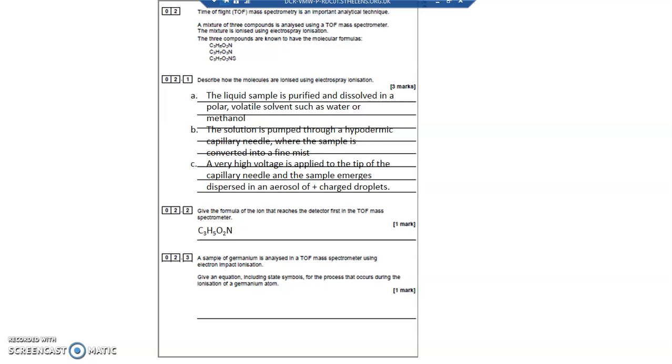A sample of germanium is analysed. Give an equation, using state symbols, for the process that occurs during the ionisation of a germanium atom. Well, it's the first ionisation energy, so you've got a germanium atom, Ge. It's got to be gaseous. We've already determined that it comes out as a fine mist, so the liquid is made into a gas, and then it loses one electron and forms Ge+. It's still a gas, and you've got to add the electron as e- to balance the equation.